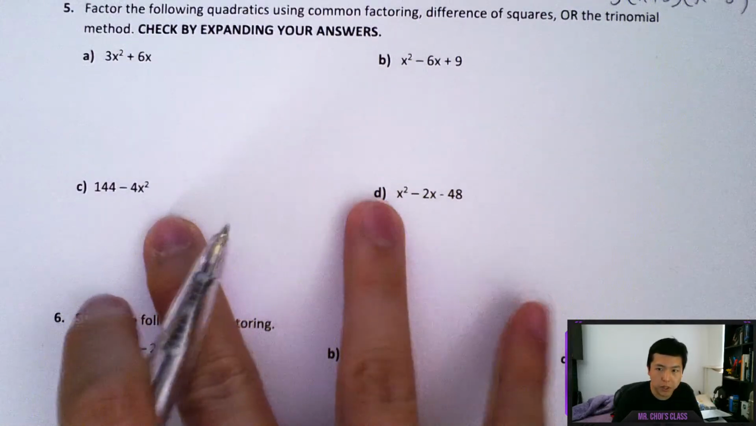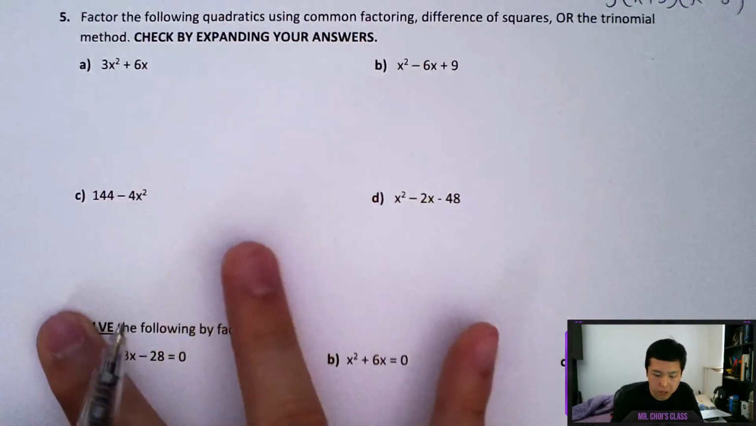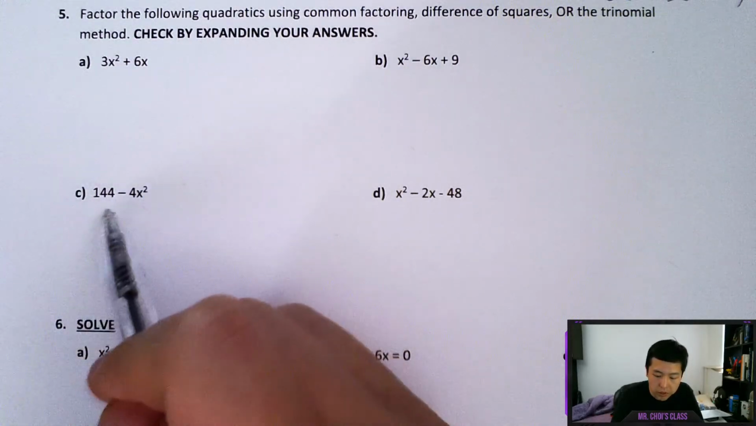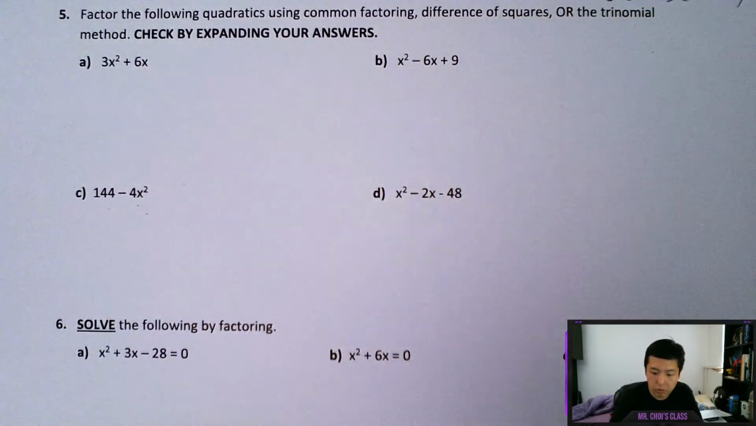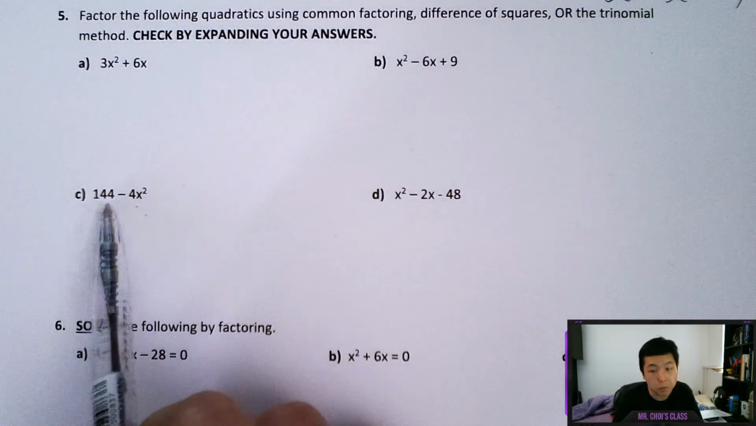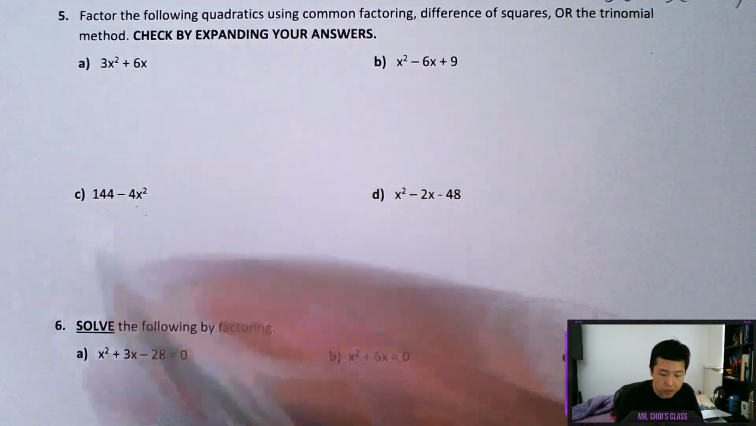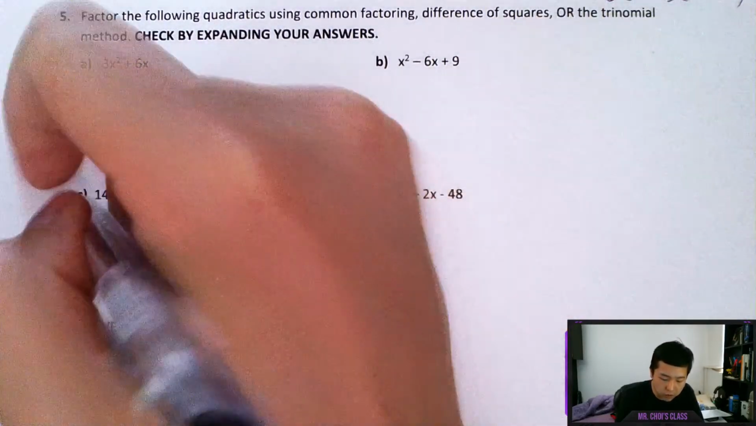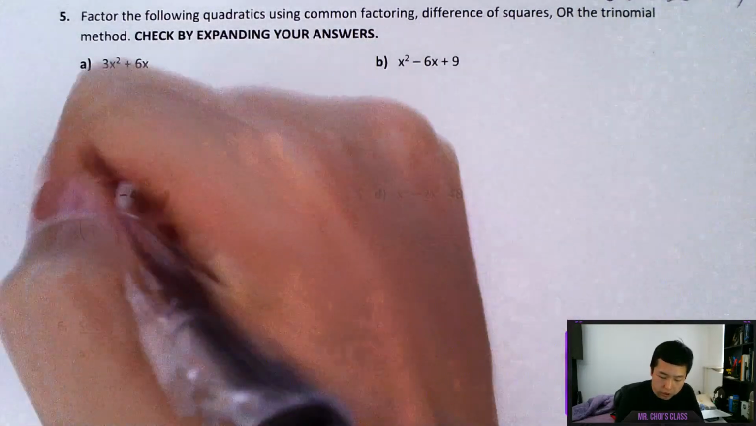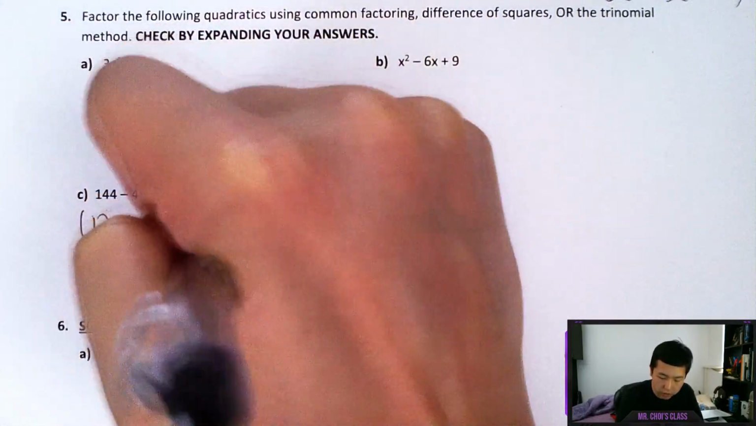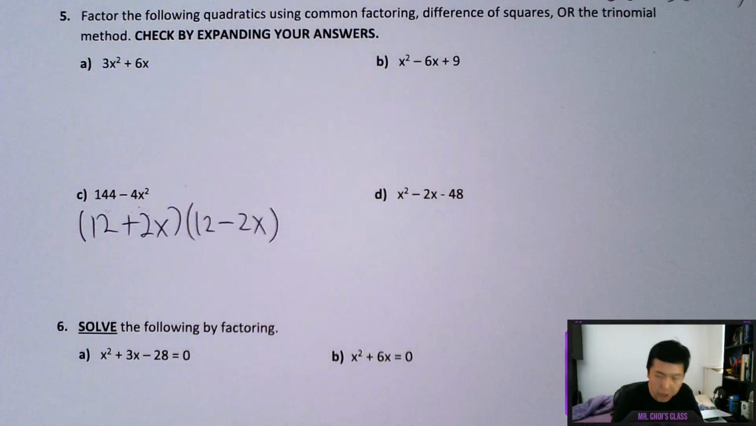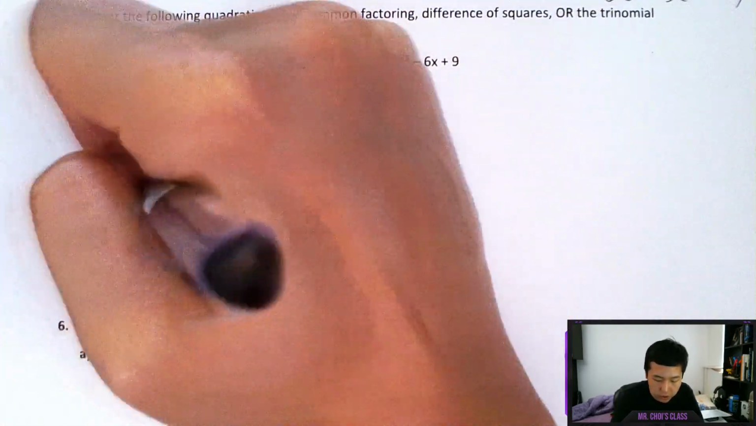We'll do these 2. Let's do 5C first, because everyone seemed to agree on C. For this one, we can see that's subtraction, which means we're going for difference of squares. That's a perfect square, and that's a perfect square. So the square root of 144 is 12, and the square root of 4 is 2. And so our factors must be 12 plus 2x and 12 minus 2x. So that's C, difference of squares, DOS.